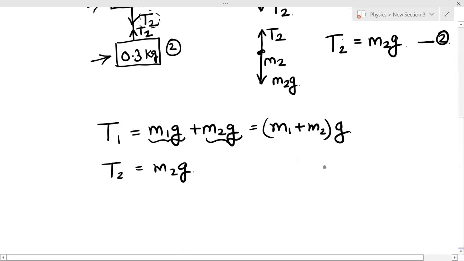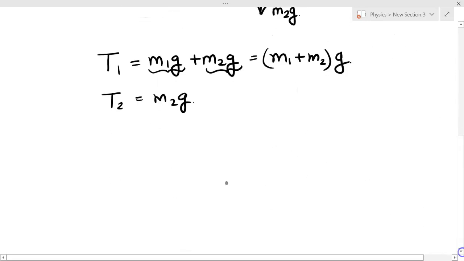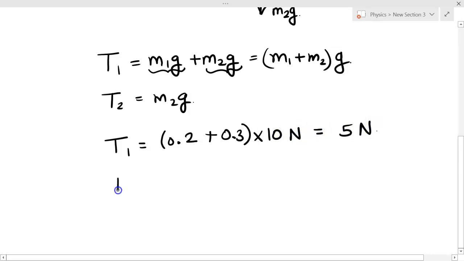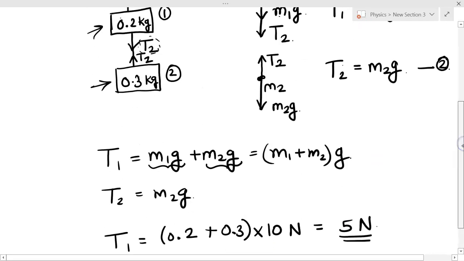So here we will be finding out what T1 is. T1 will be, one mass is given to be 0.2 kg and another is 0.3 kg. So 0.2 plus 0.3, and g is taken as 10. This is in Newton, so this is equal to 0.5 into 10, which is 5 Newton. T2 will be, the m2 value is 0.3 into 10, that is 3 Newton. So T2 is 3 Newton, T1 is 5 Newton. So this is the answer.